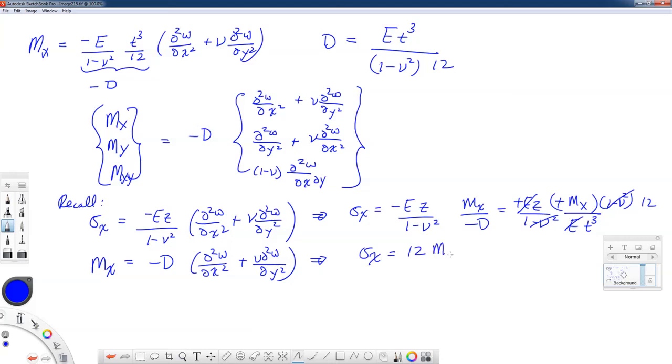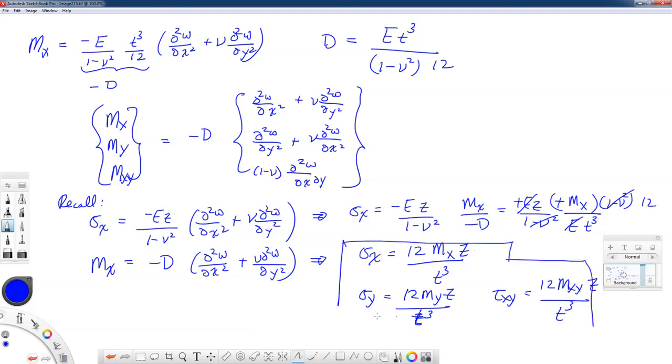12 mx times z over t cubed. Okay, likewise, sigma y is 12 my z over t cubed, and tau xy is equal to 12 mxy z over t cubed.